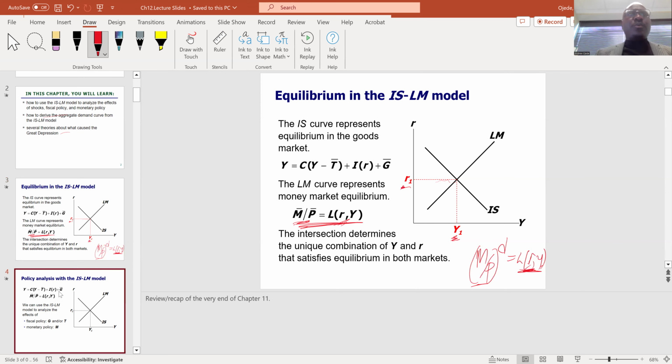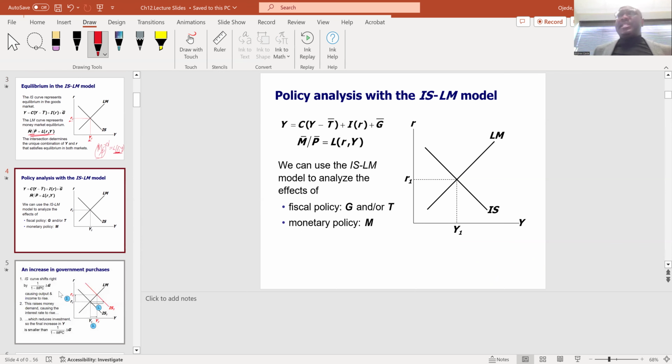Okay, so the first thing we're going to start doing is the policy analysis. In the previous chapter, chapter 11, I showed you that fiscal policy shocks, like changing government spending or changing tax policy, will shift the IS curve. And monetary policy, which is controlled by the Federal Reserve, will do what? Changes in monetary policy, changing the money supply and interest rate, will shift the LM curve, left or right.